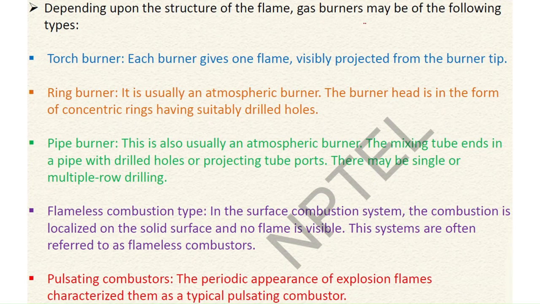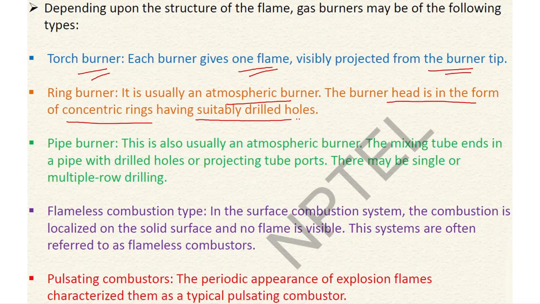Depending upon the structure of the flame, gas burners may be of the following types. There are different types of burners: torch burners. A torch burner is simply a burner which is giving a single flame, like a burner tip, like a torch. Okay. Ring burner, it is mainly an atmospheric burner. Here, the burner head is in the form of concentric rings having suitably drilled holes.